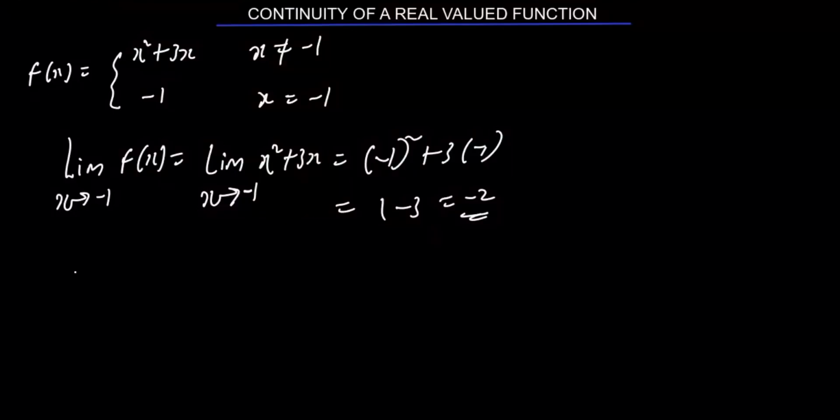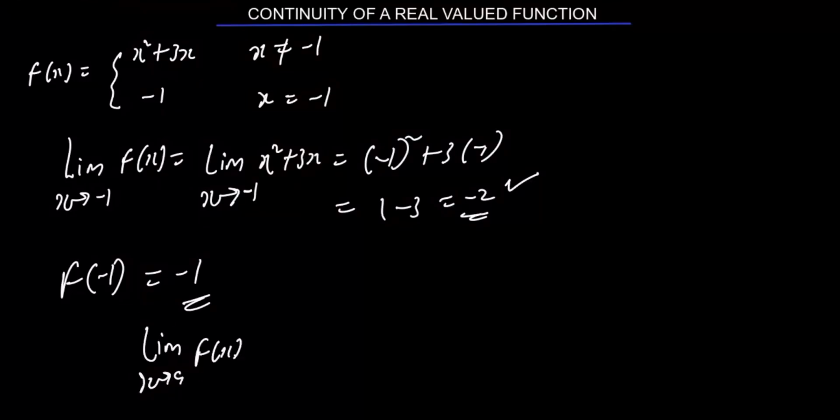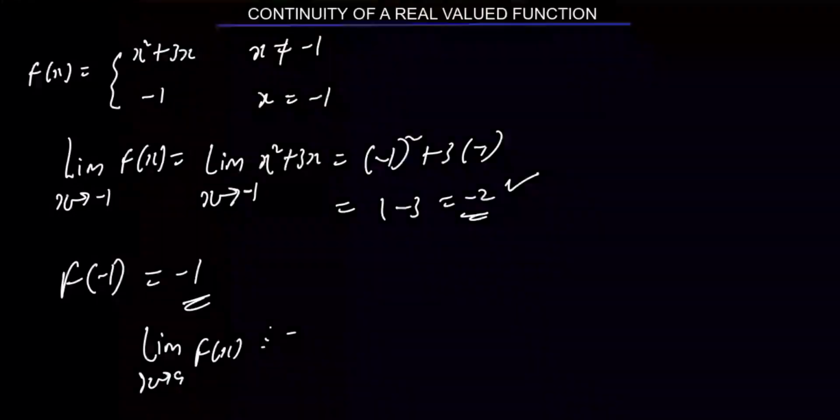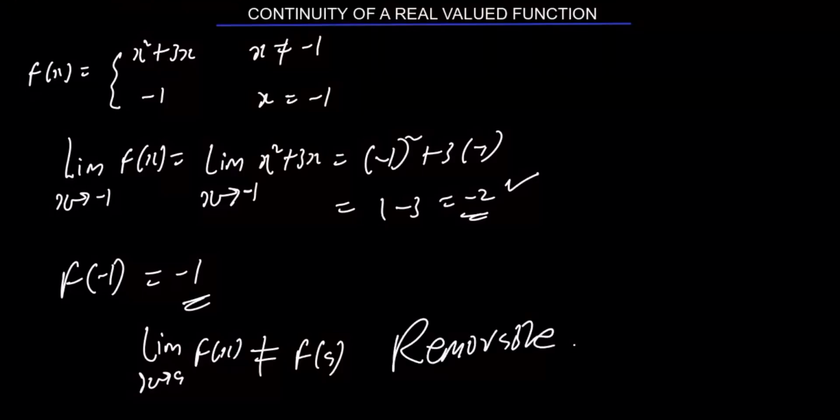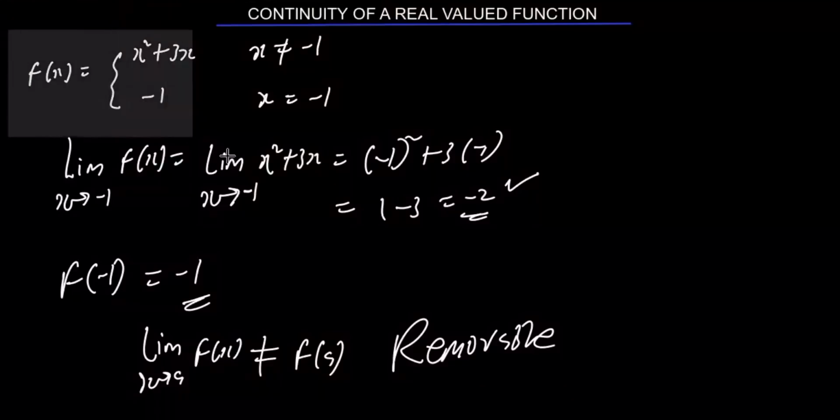And also, I want to test for continuity now. I also need to test that value, f of a, and my a here is minus 1. What's f of minus 1? When x equals minus 1, what's the value of f of x? You have minus 1. So you can say the limit exists, but the limit as x tends to a of f of x is not equal to f of a. So what type of discontinuity is this? This is removable discontinuity. Yeah. So that is that about continuity.